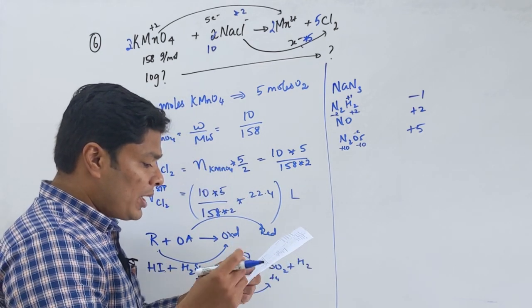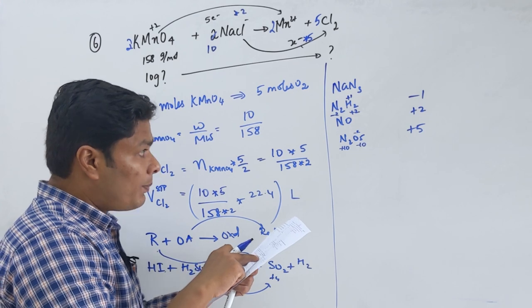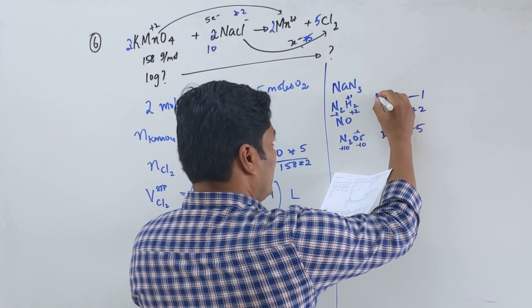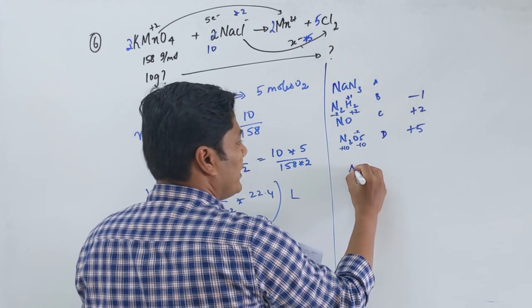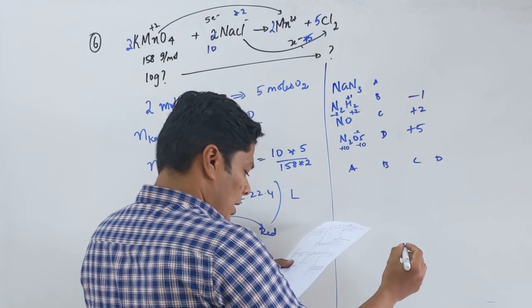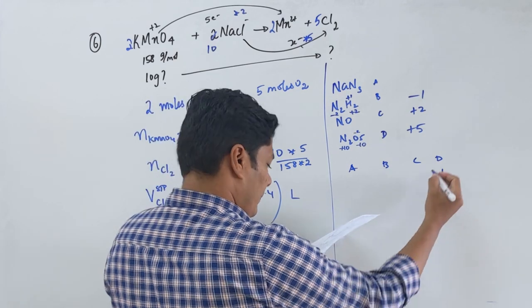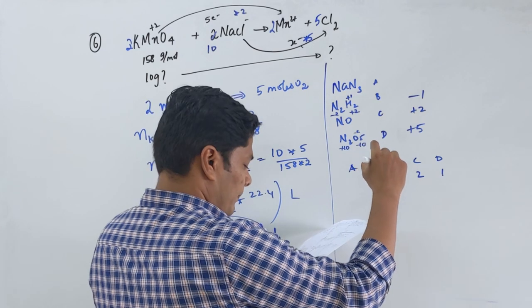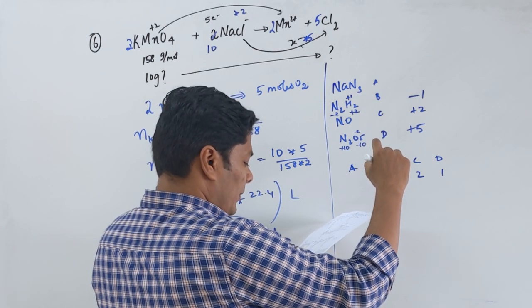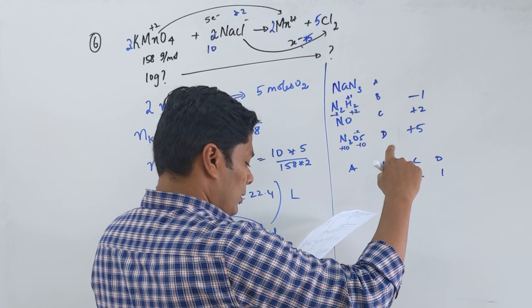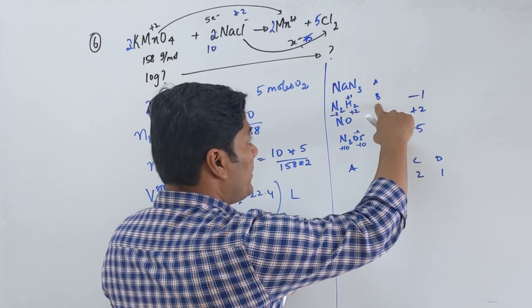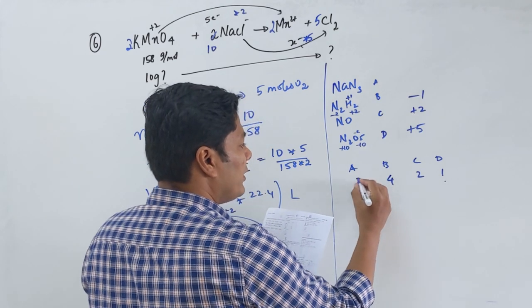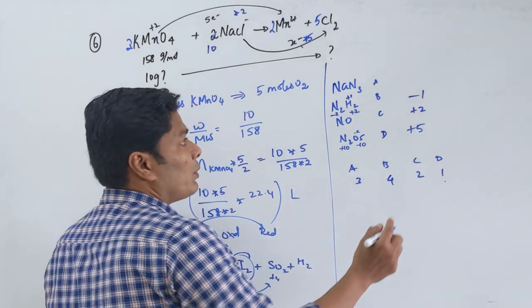Now if you see the options, A, B, C, D. D has the option +5, C has the option +2, and B has the option -1. So that is four nitrogens, one, two, three, four. So the third is -1/3.